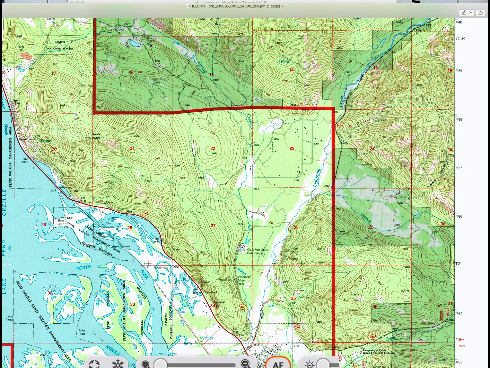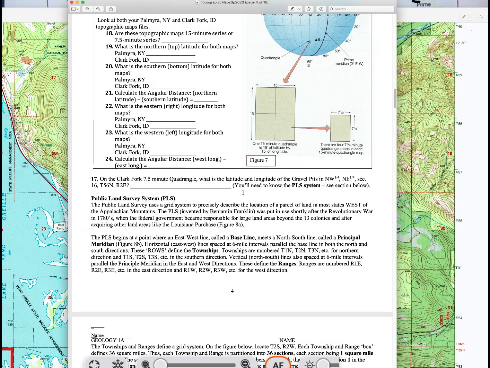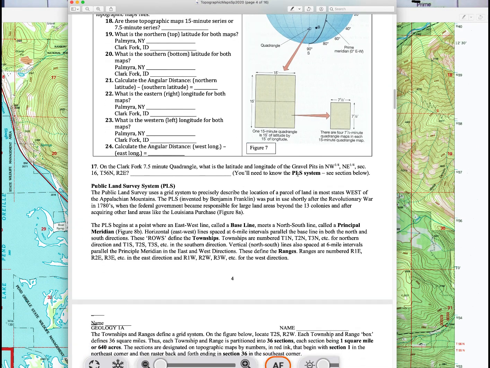All right, so that's one way you can estimate latitude and longitude. And then the other one we'll talk about is the public land survey. And that's this next part right here. And so that's where we need to look more into.